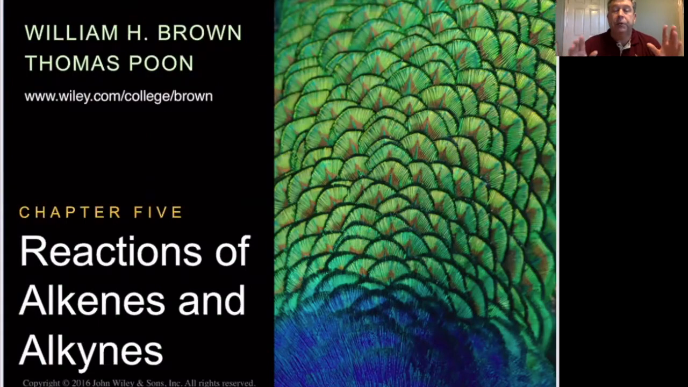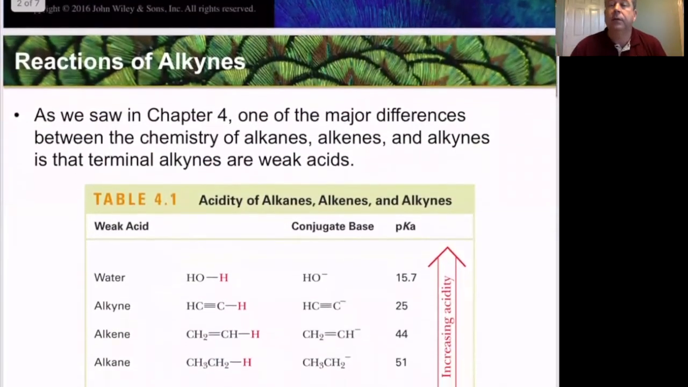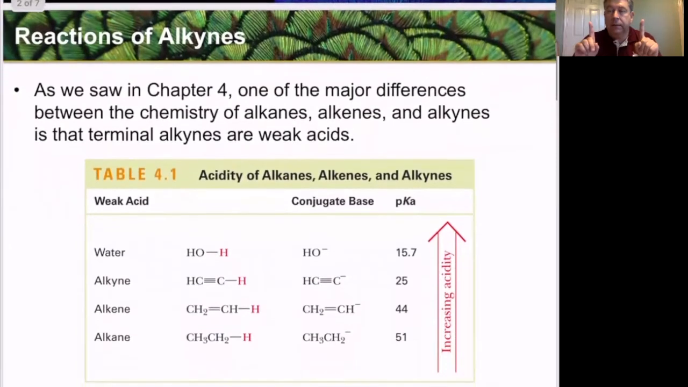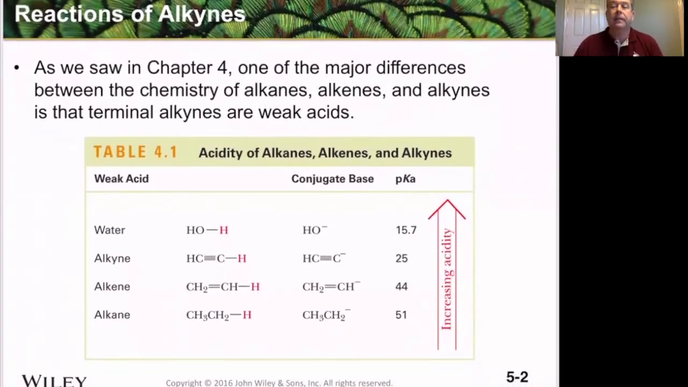We will finish up Chapter 5, Part 7, Reactions of Alkynes. Okay, so alkenes had two p orbitals that overlap to form a single pi bond. Alkynes have two p orbitals that allow them to form two pi bonds.